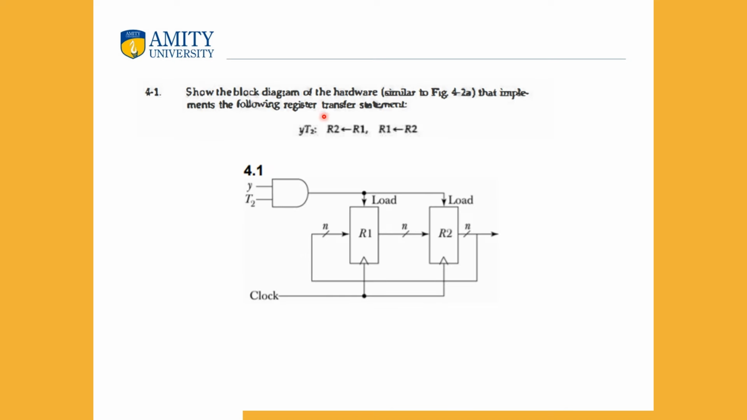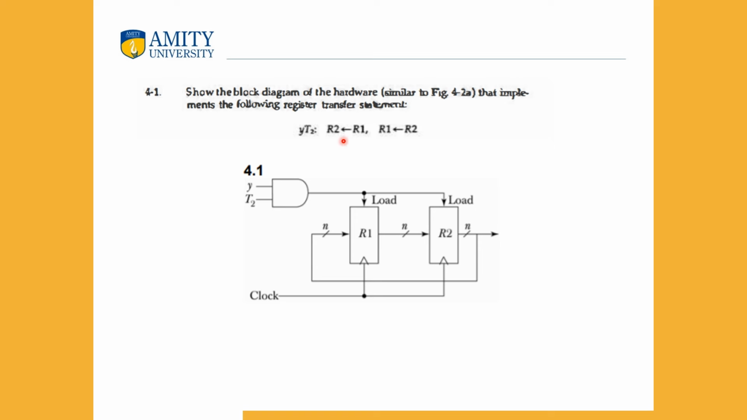In this question we are given a statement and we have to implement the block diagram of the hardware. We have two controls, y and t2, both are 1 because there is no bar or dash written over them. That means y1 and t1 will cause the following statements to be executed. So y and t2 are both ANDed using an AND gate, and they are loaded onto the registers. We need to look at the statement now.